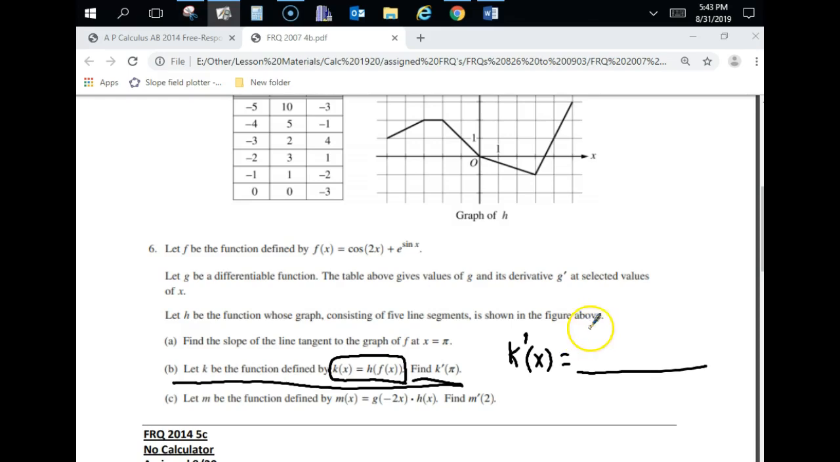So derivative of the outside, right? Don't change the inside. Multiplied by the derivative of the inside. Okay? All right, now we want to plug in pi, right? So plug your pi in.